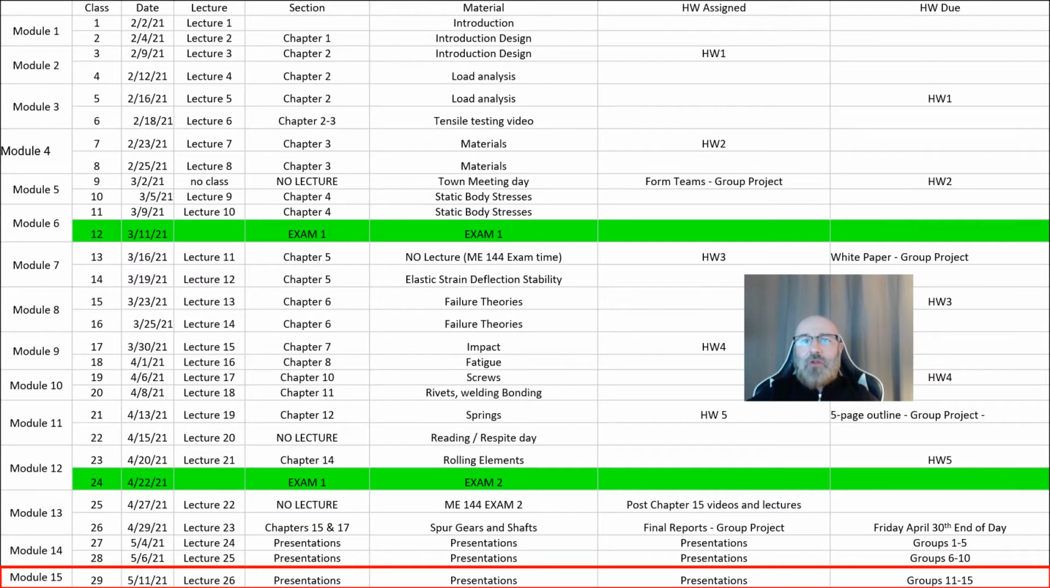Now we're going to take a minute and look at our schedule for the semester. So you can see we're down here again in that final module, module 15, for the last week of classes here. So we only have the one lecture on the 11th. So Tuesday the 11th is our last lecture of the semester. And this is where we're going through those presentations for each of the groups. And this week it's going to be groups 11 through 15 that we'll be presenting.